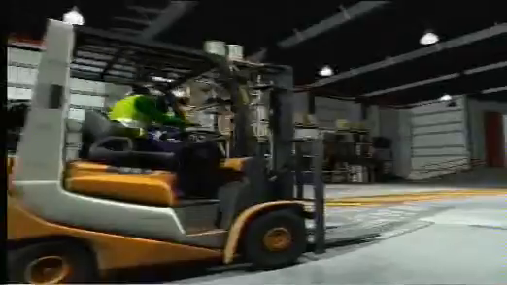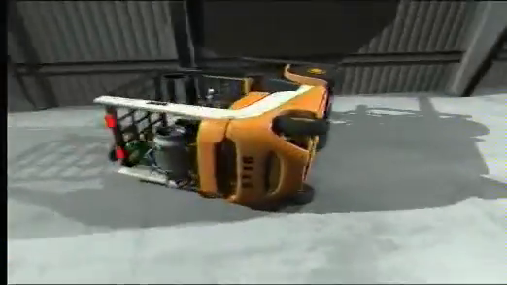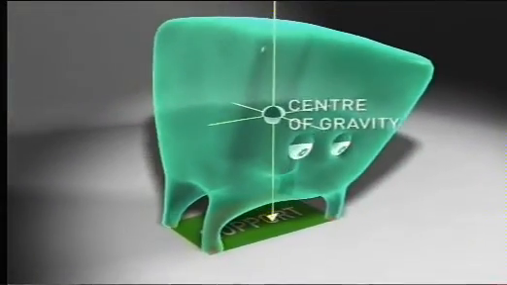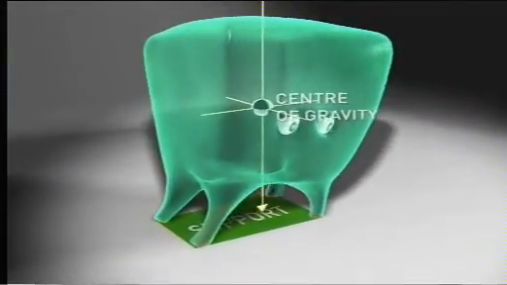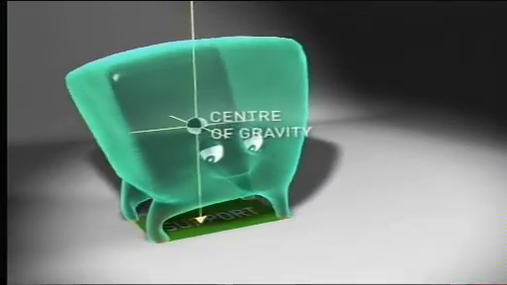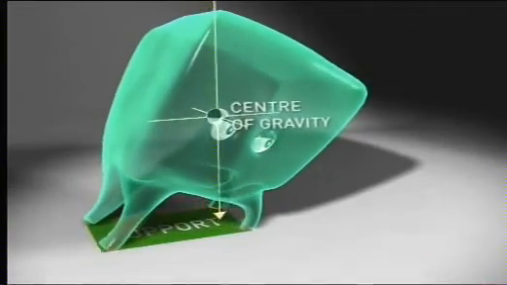Understanding how a forklift becomes unstable is essential to safe operation. The center of gravity is the point in an object at which all of an object's weight is concentrated, and is the balance point. An object is said to be stable if its center of gravity lies within the outline of its points of support.